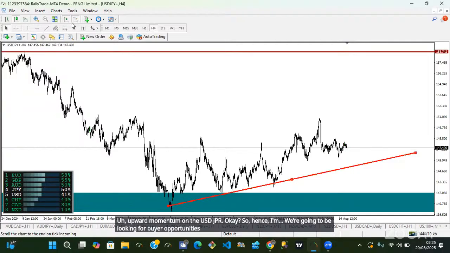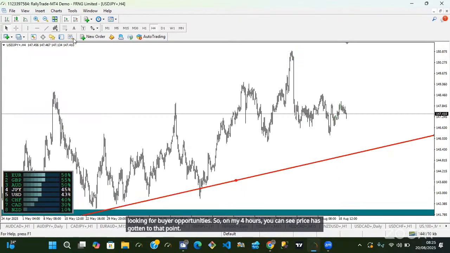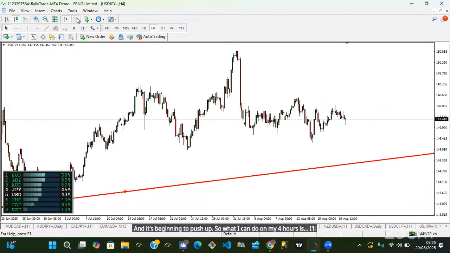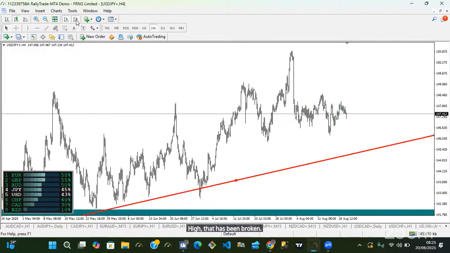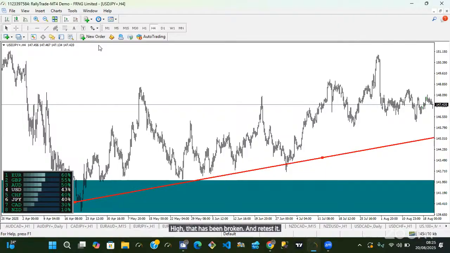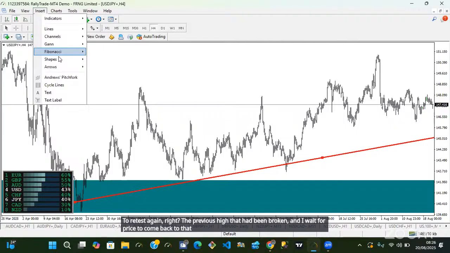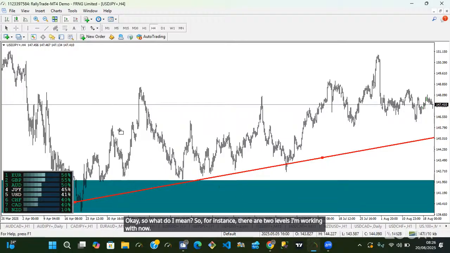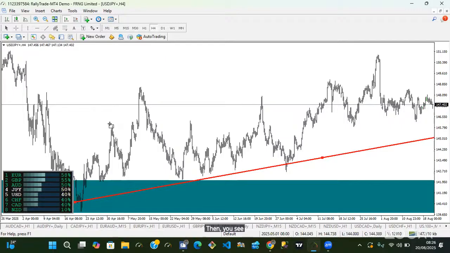On my 4 hours, you can see price has gotten to that point and is beginning to push up. So what I can do on my 4 hours is look for a previous high that has been broken and retested, a previous high that has been broken, and I wait for price to come back to that level again. So what do I mean? For instance, there are two levels I'm working with now. This first level here, then you see this previous high that was broken.